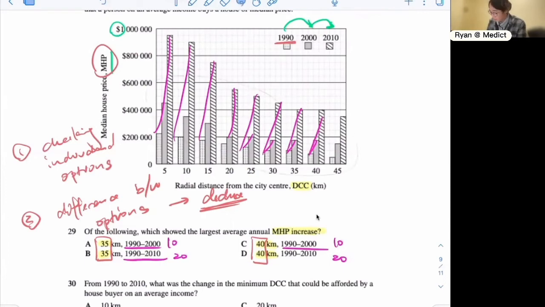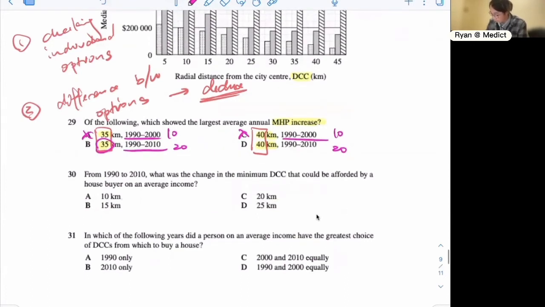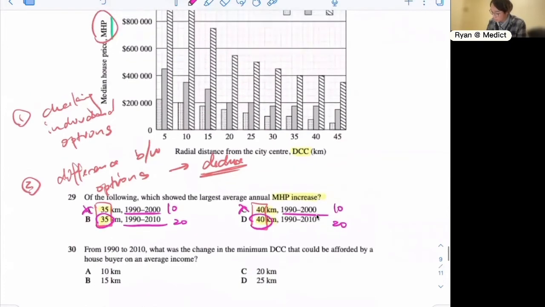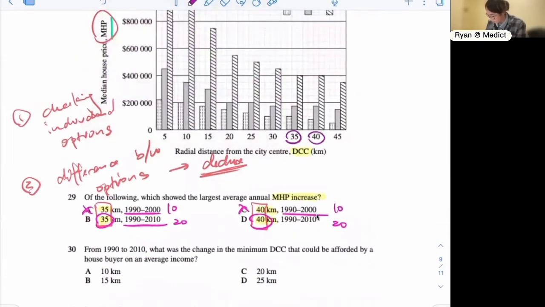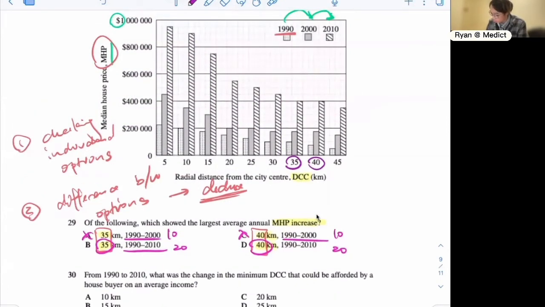So just by looking at this piece of information, the difference between those two options, then we can probably rule out A and C. So it's just about looking at how much 35 versus 40 has changed or increased during this time period. So let's just identify, right? So 35 is here, 40 is over here. So in 20 years, from 1990 to 2000, to 2010, sorry, is that this one increased by this much and this one increased by that much.